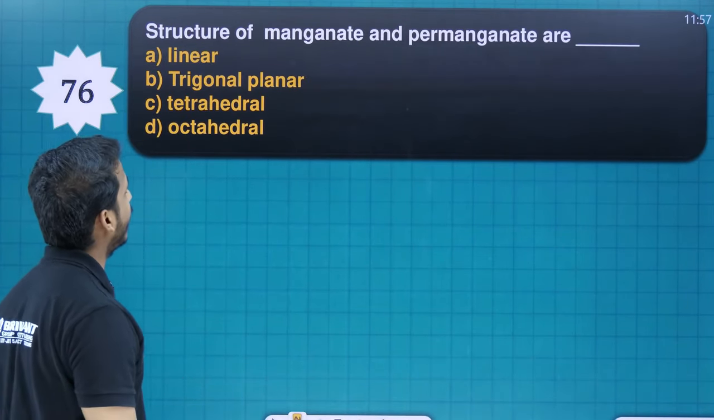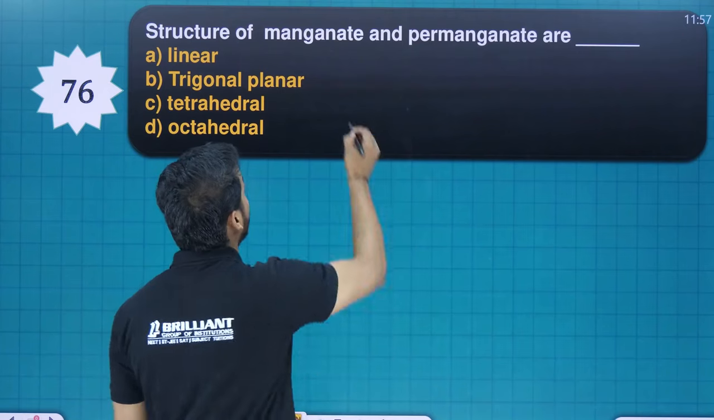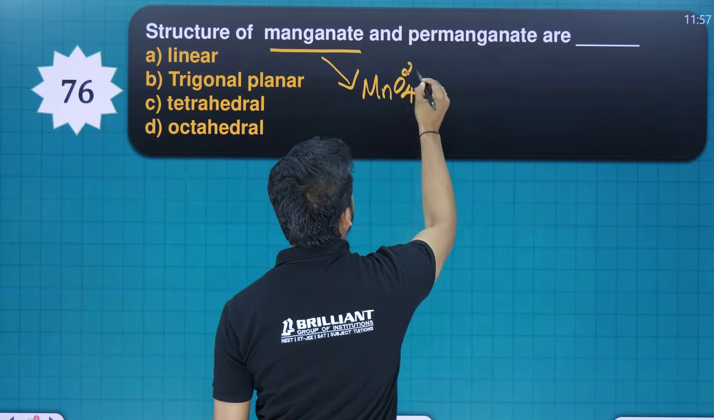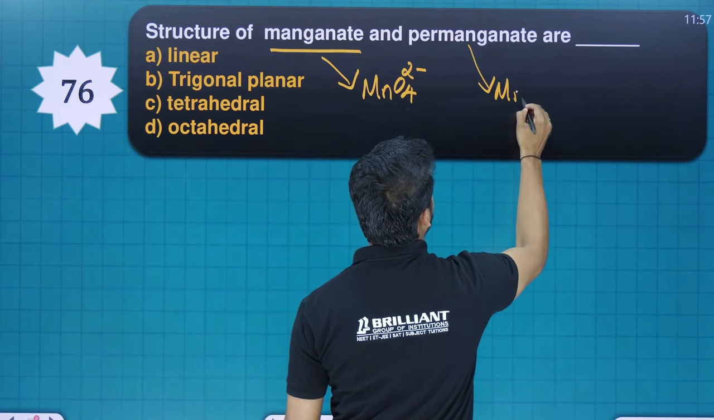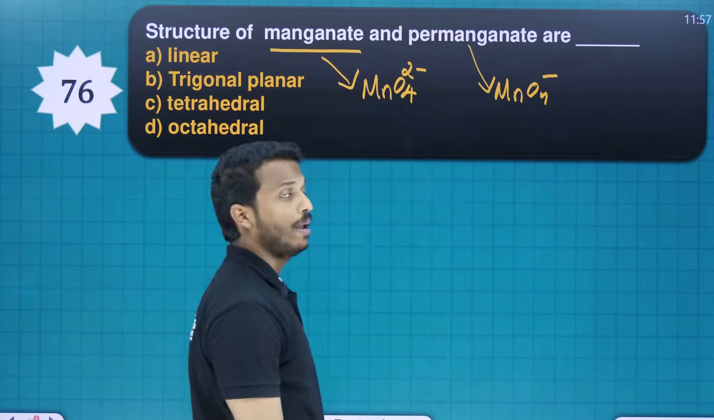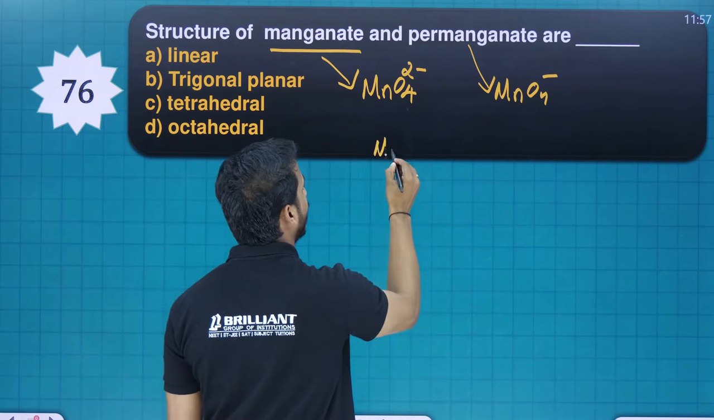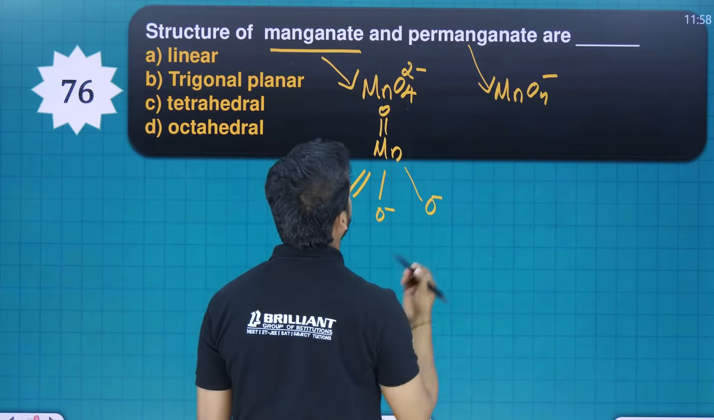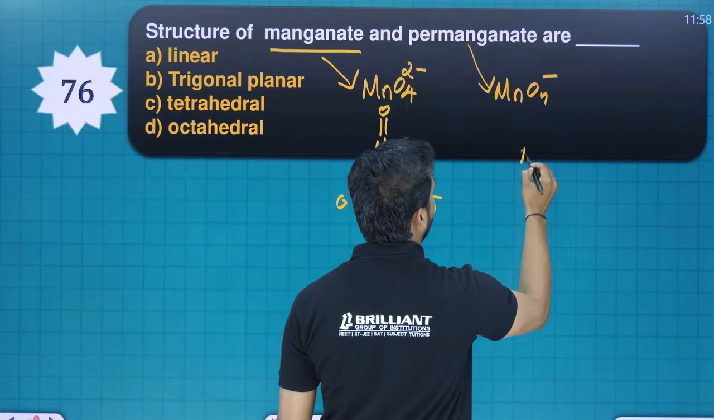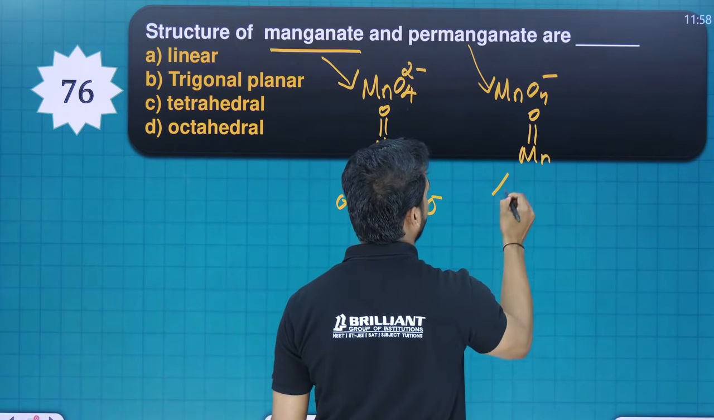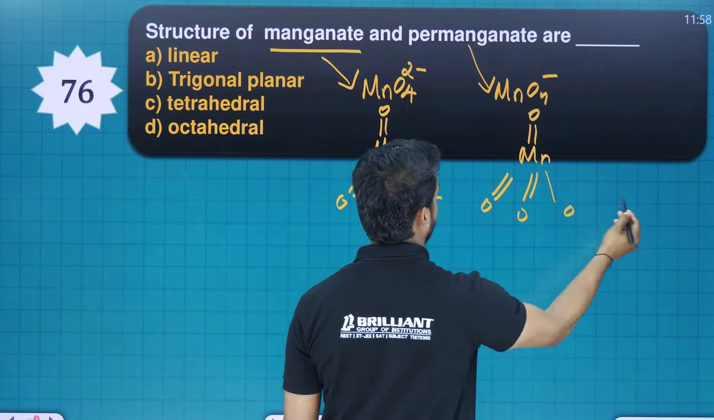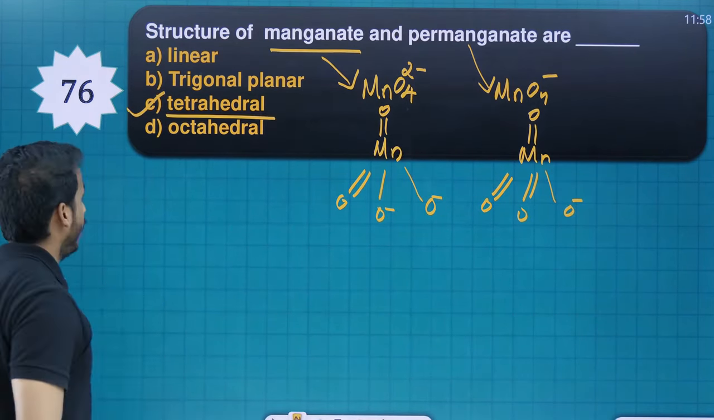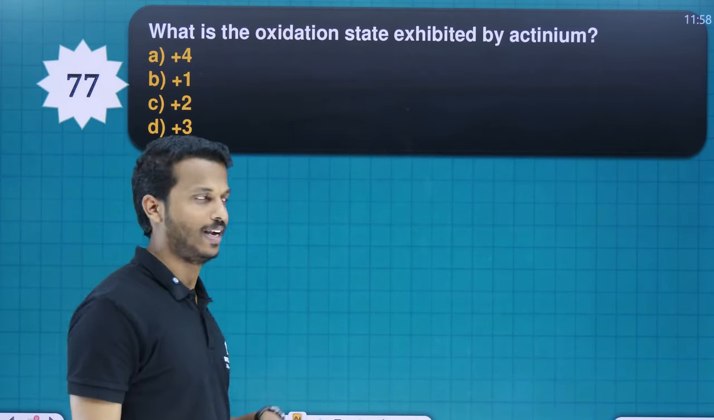The structures of manganate and permanganate are? Manganate is MnO4 2-. Permanganate is MnO4-. Both have a tetrahedral structure. Permanganate has Mn with double bonds to three oxygens and a single bond to O-. Both are tetrahedral. Even chromate and dichromate are also tetrahedral.